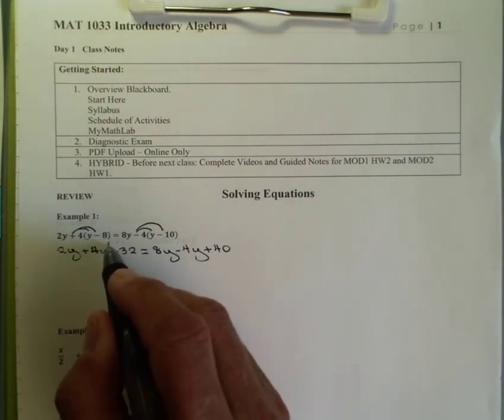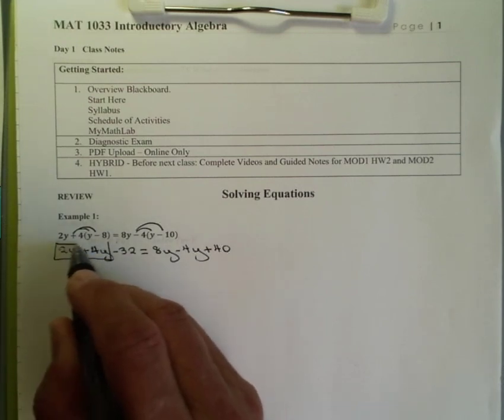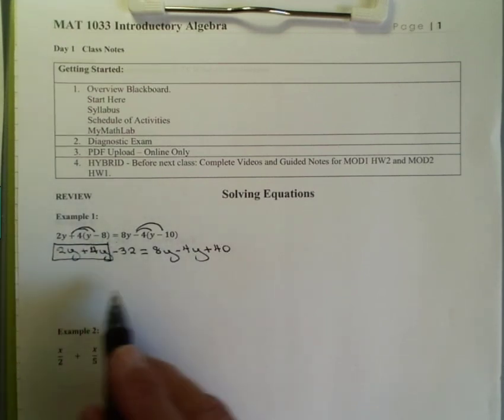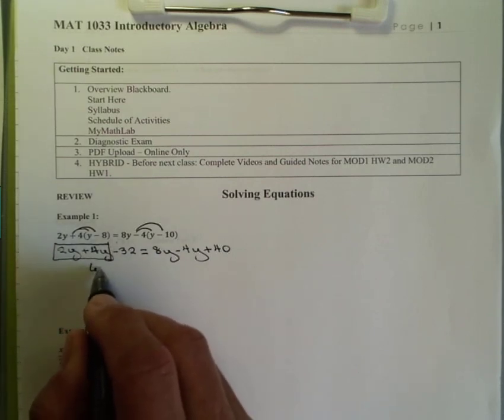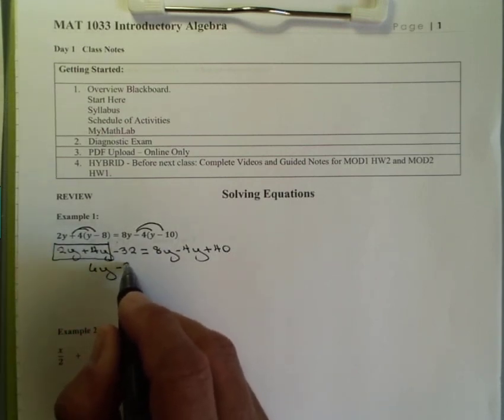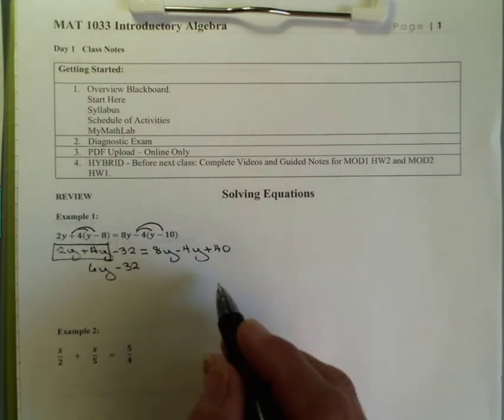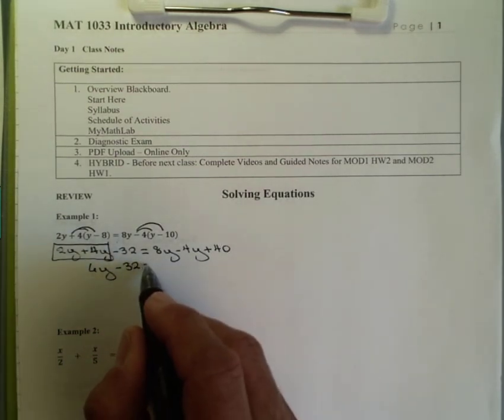Now, this one, these are both y's, right? And they're sitting here together, so I'm just going to put a block around them to show we're going to combine those terms. We're going to say 2y plus 4y gives me 6y, and I don't have anything to combine with my numeric term, my negative 32. I'll just bring it down.